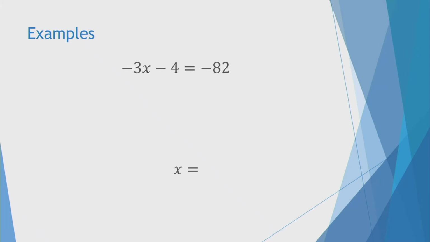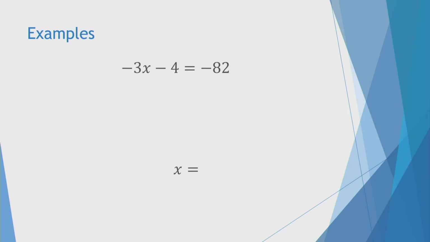In this case, we have negative 3x minus 4 equals negative 82. Much like the last problem, we have x as our variable, and we need to get x by itself. So I've listed x equals at the bottom as a reminder. One thing I want to point out: it's much easier to solve these if you line your equal signs up all the way down, so that you can keep track of what is on the left side and what is on the right side. That equal sign is our barrier.